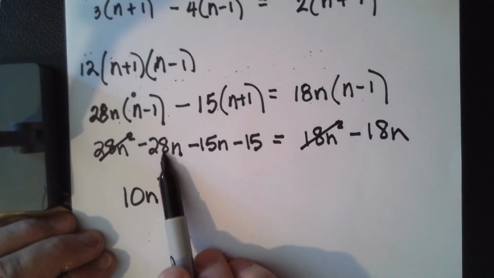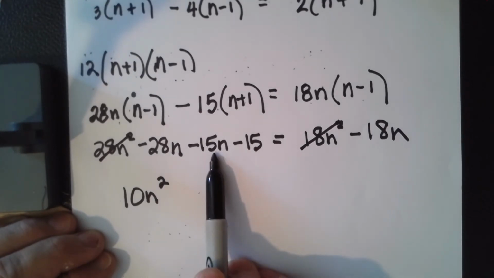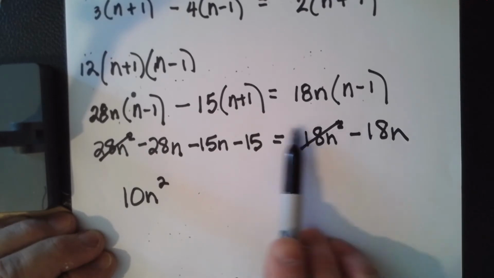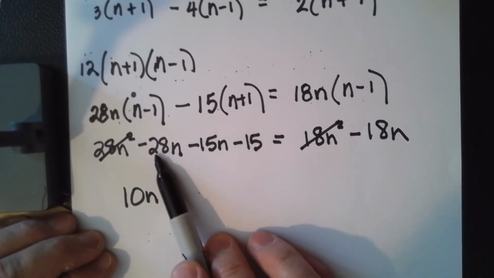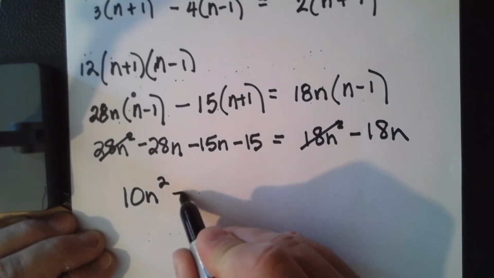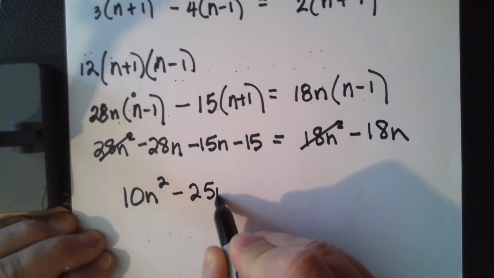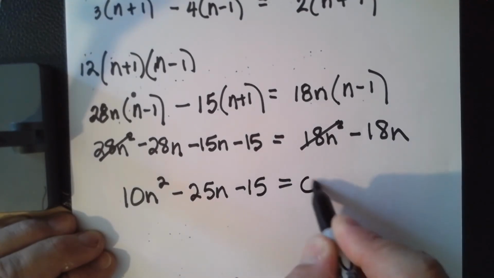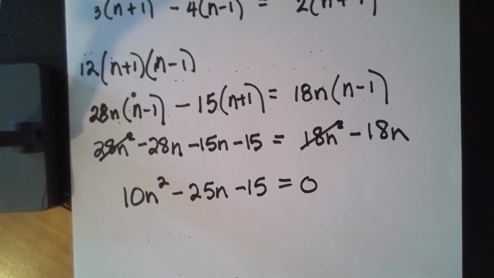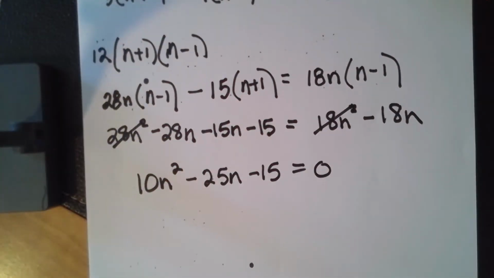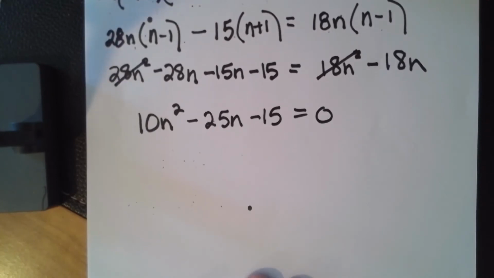Now I got negative 28 here and another negative 15 here. But I got negative 18 over here, so when I bring it across to here and add it, I'm going to have negative 43 and 18. That's going to give me negative 25n. And then my 15 will just come down. Okay, no doubt about it, I got a quadratic. Now you decide how you want to solve your quadratics. I'm going to go ahead and factor it.